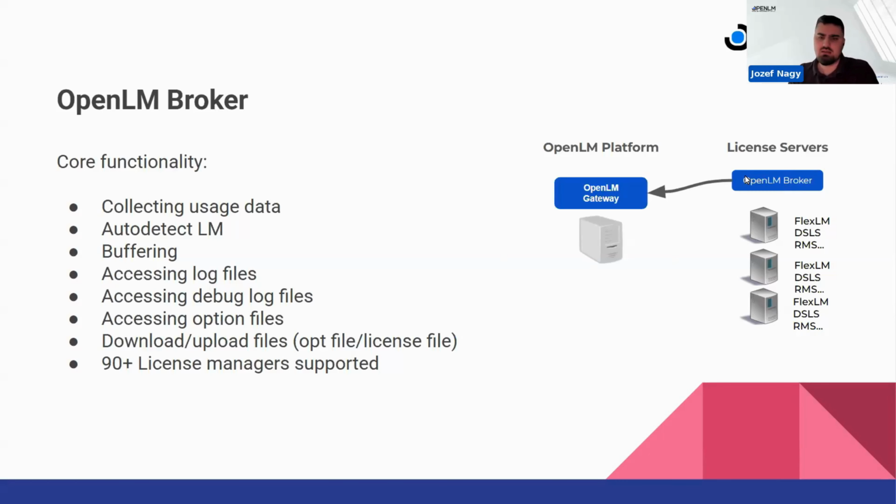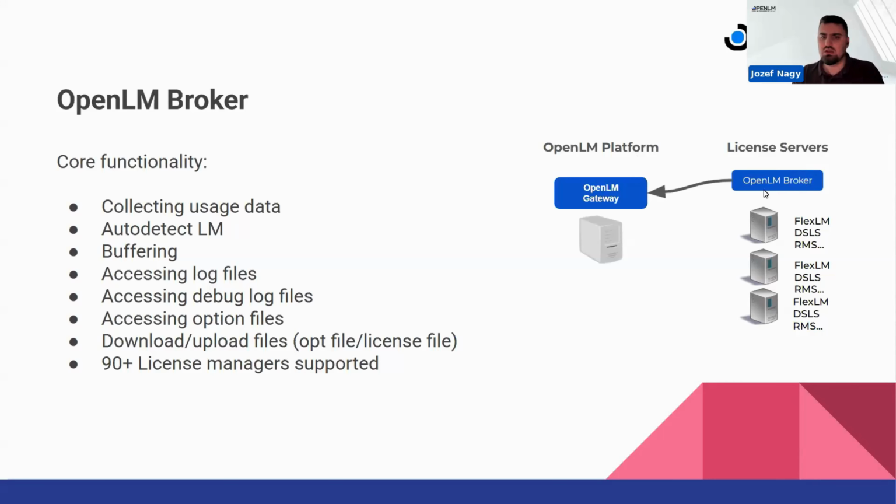The main purpose of the OpenLM Broker is the collection of usage data. OpenLM Broker uses native tools to gather the information from the license manager. For example, in the case of FlexLM, it uses the LMUtil tool, and it can get information about the usage by executing commands from the LMUtil tool.